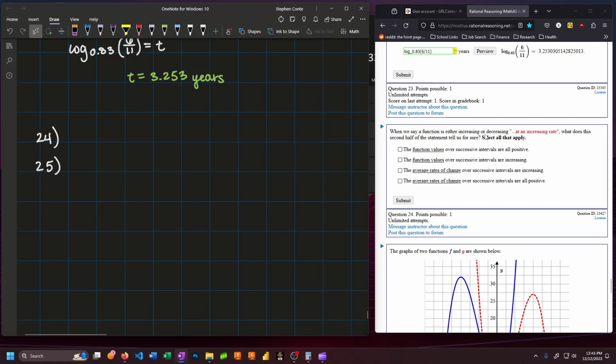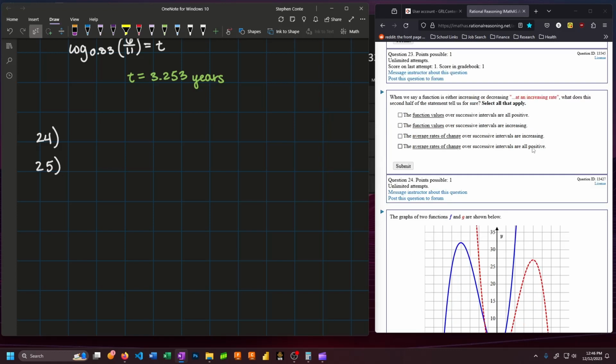So 24, when we say a function is either increasing or decreasing, and then in quotations at an increasing rate, what does the second half of the statement tell us for sure? So the function values over successive intervals are all positive. We can't say that for sure, right? You can have negative values for the function but still have a positive slope. So this I would not say is true.